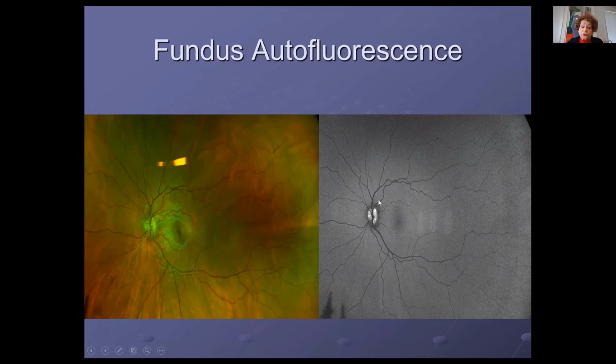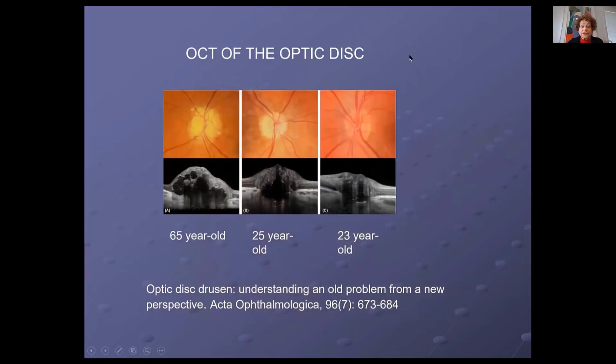They will be hyper-autofluorescent. For those of you who don't know about this imaging technology, it's just a matter of putting in a different filter in the camera. So you're looking at the topographic map of what's going on in the outer retina in terms of lipofuscin, and calcium also can cause hyper-autofluorescence that you see here. Very often when we're taking autofluorescent photos, we find disc drusen just accidentally. So it's a great imaging technology.